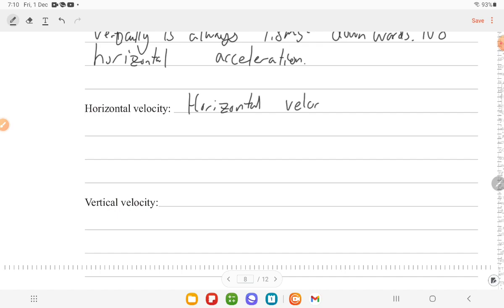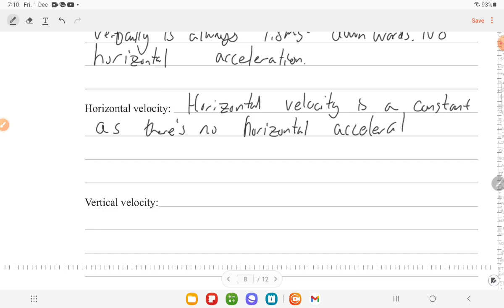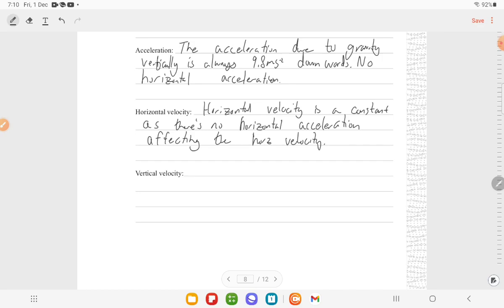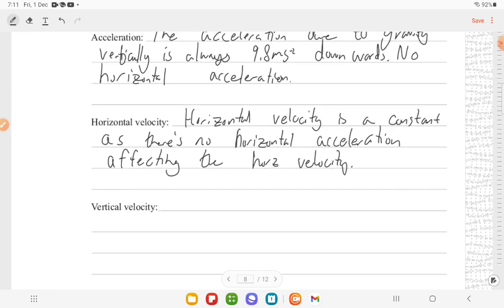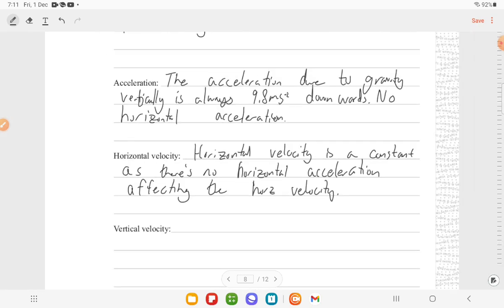Horizontal velocity is a constant. Yeah, okay. The horizontal velocity is always a constant because you need an acceleration to change its velocity, but since there's no acceleration sideways horizontally, it will just remain a constant velocity.